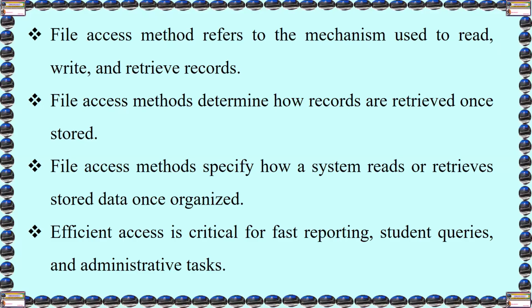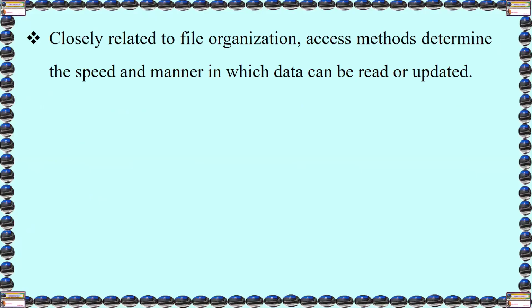Efficient access is critical for fast reporting, student queries, and administrative tasks. Closely related to file organization, access methods determine the speed and manner in which data can be read or updated. In other words, my dear students and the rest of the learners, it is important to note that normally the same method that was used to store the data is the same method that is used to retrieve the data. And therefore, file access is related to file organization.